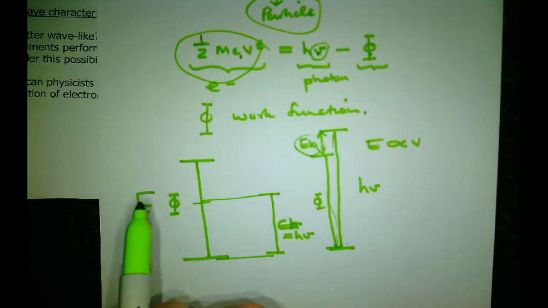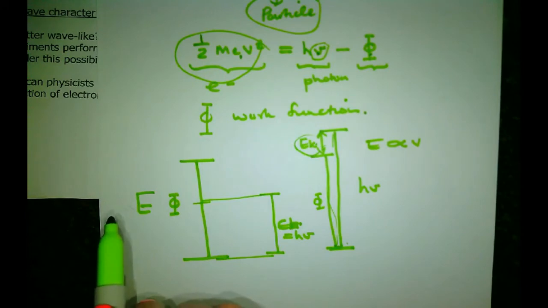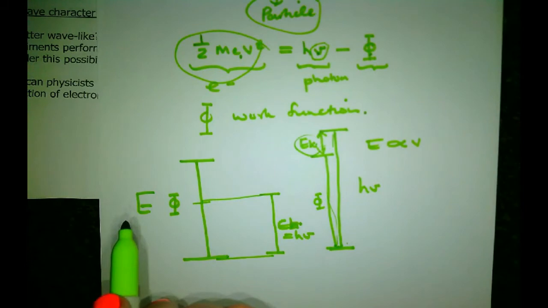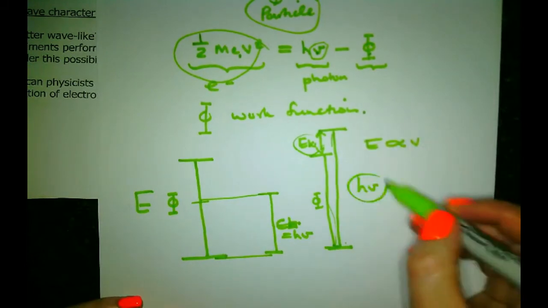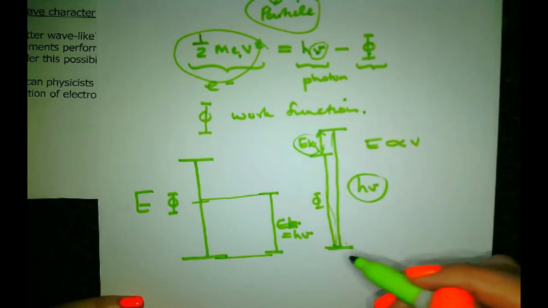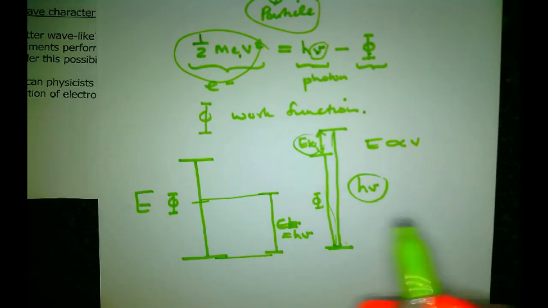And then thirdly, if the frequency is above the minimum value, electrons are ejected even if the radiation intensity is low. So as long as your photon's energy exceeds the work function, electrons will be ejected, regardless of the intensity of the radiation. So this explains the observations for the photoelectric effect.